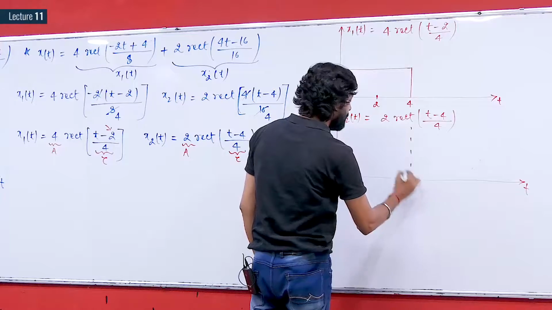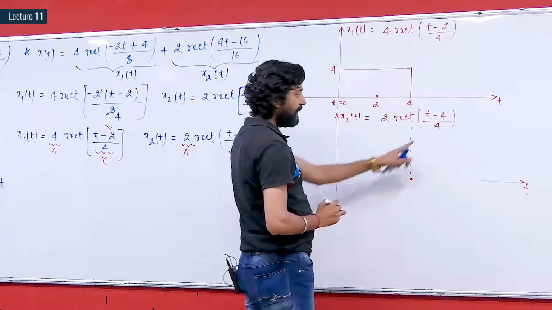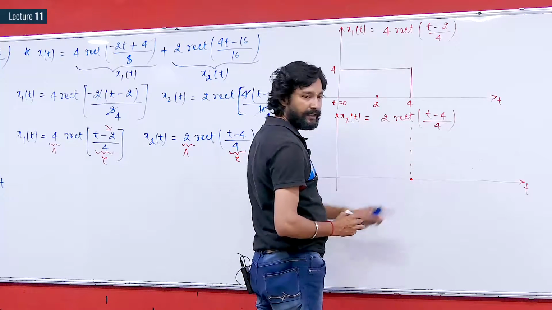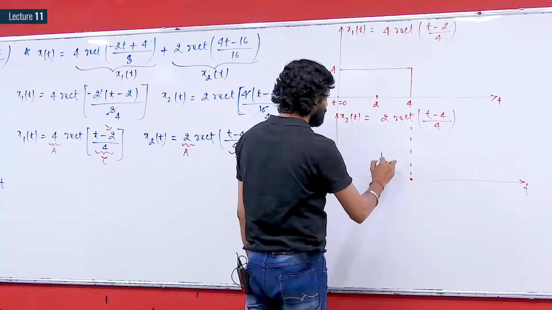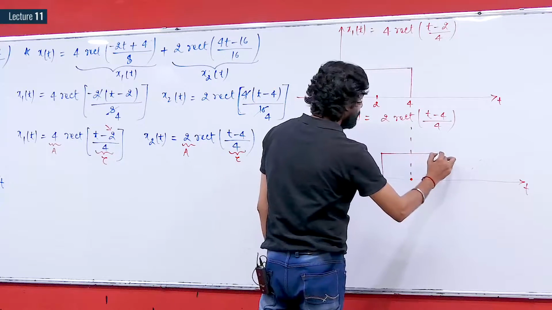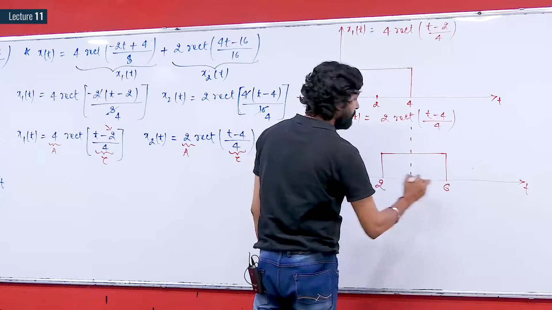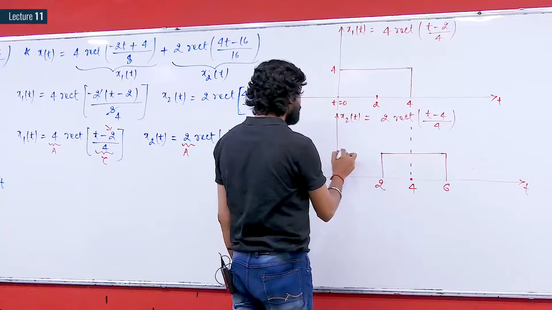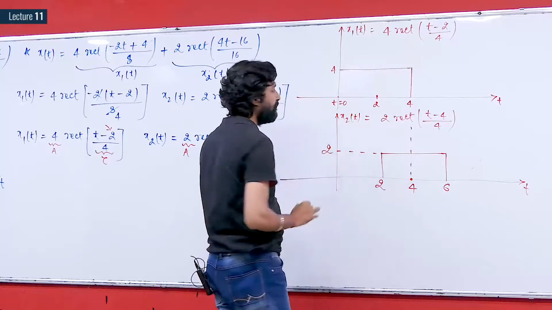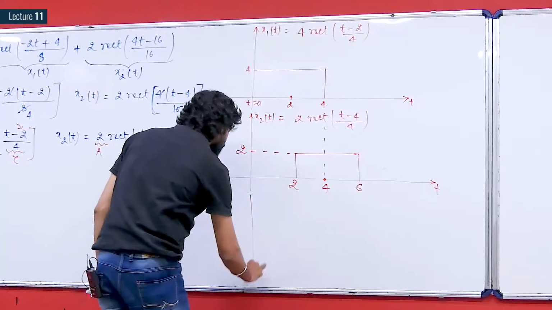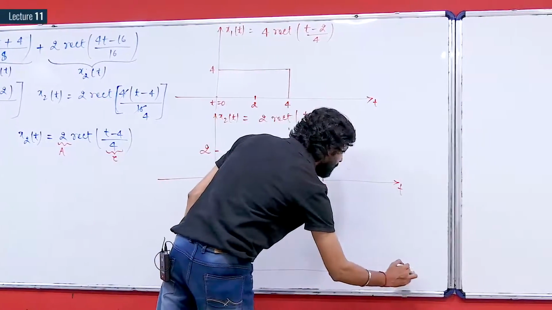So now the rectangle is centered at this point, and as the total width is 4, you are going to take width 2 on each side of this point. So this rectangle will be in between 2 and 6. As this point is 4, this point will be 2 and this point will be 6. So now this rectangle has an amplitude equal to 2. If you have to add up these two rectangles, then you just follow the concept that you have learned.